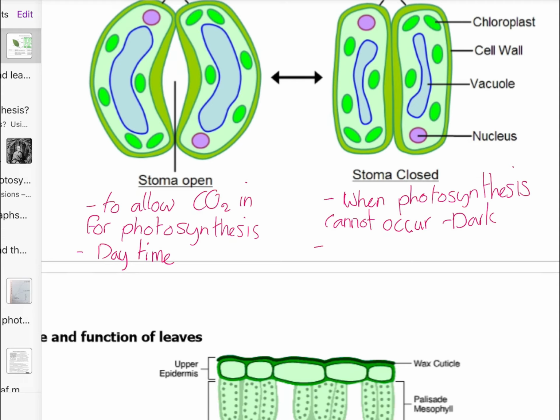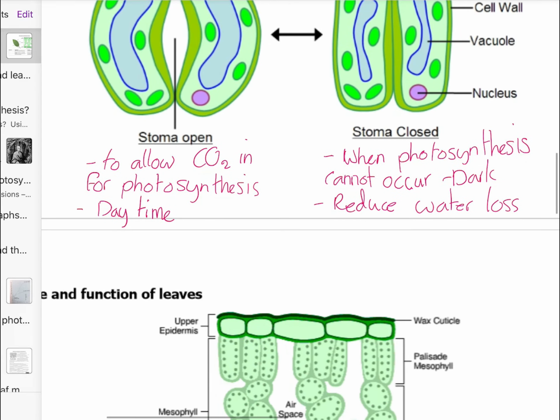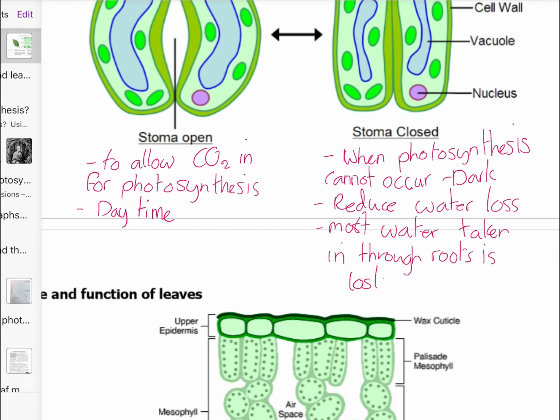Most of the water that gets taken in by plants through their root hair cells moves up through the stem of the plant and out into the leaves, and most of that water is lost as water vapor through the stomata, which means that when there is enough light for photosynthesis, the stomata will be open to allow carbon dioxide in. But when there isn't enough light for photosynthesis to occur, the stomata will be closed to reduce water loss as much as possible, because, as I said, almost all of the water that gets taken in by the plants is lost as water vapor. So reducing this is very, very important for the plant.